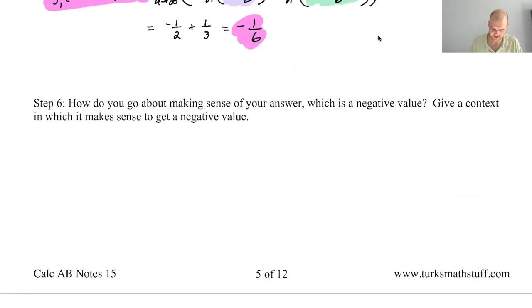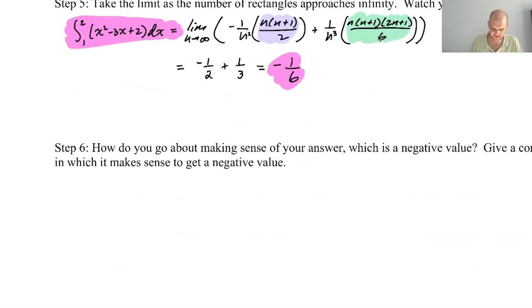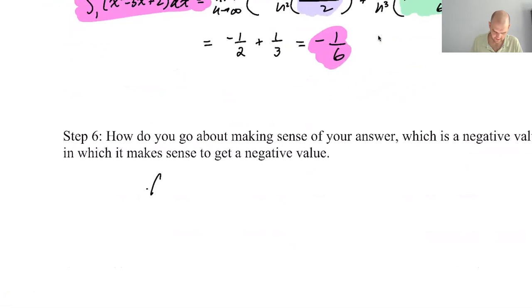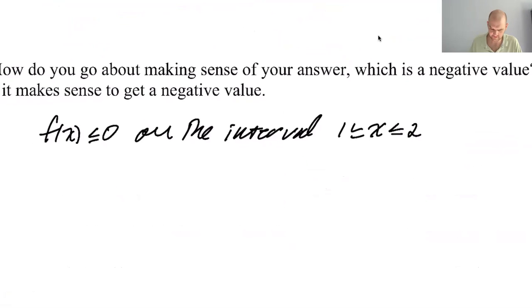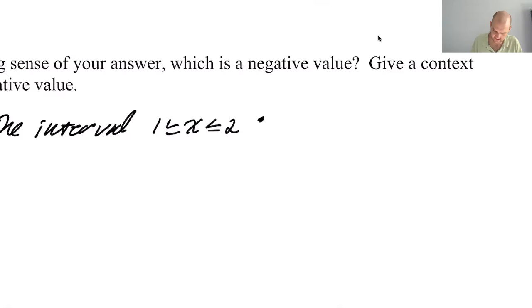How do you go about making sense of your answer, which is a negative value? Yeah, it makes total sense to me. I mean, f of x is less than 0 on the interval 1 to 2. Actually, that's true. False. It's less than or equal to 0 because it's actually 0 at 1 and at 2. Therefore, negative makes sense.